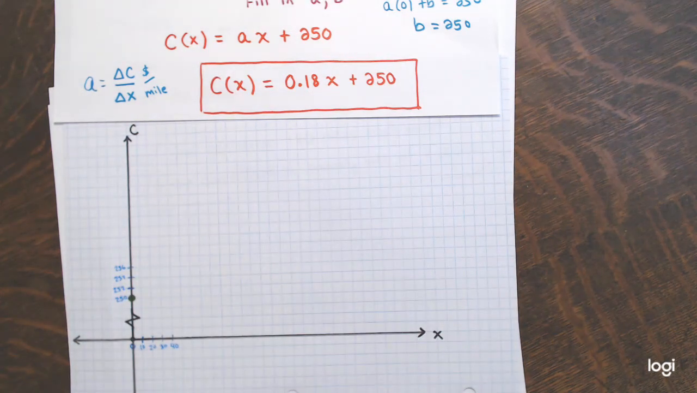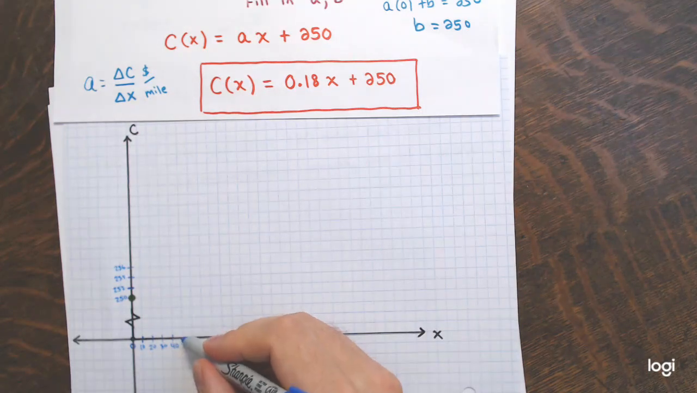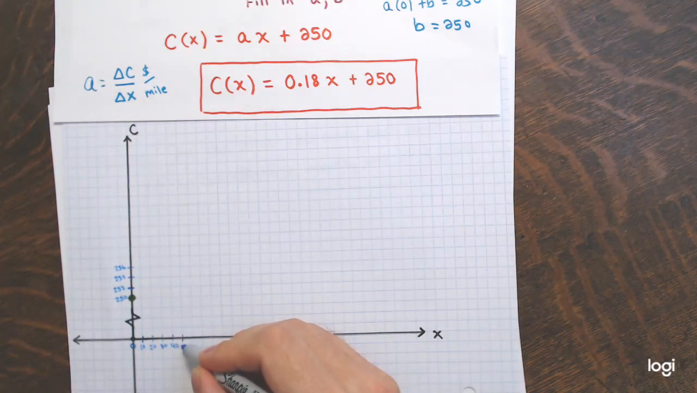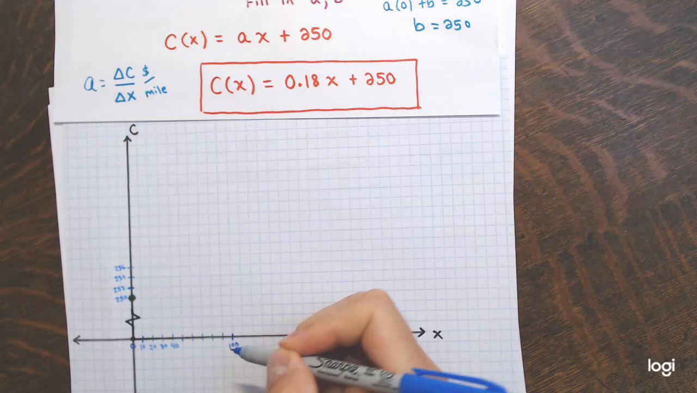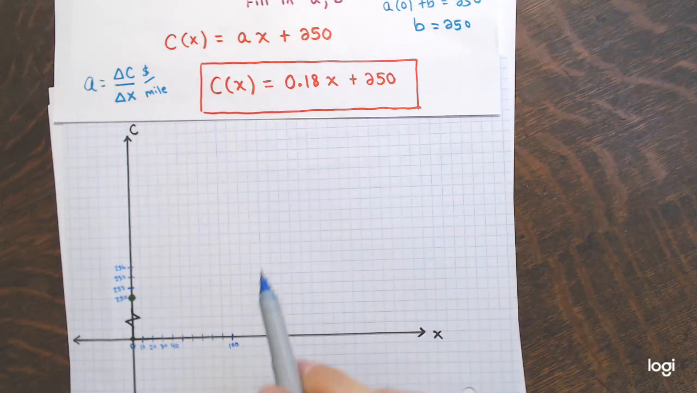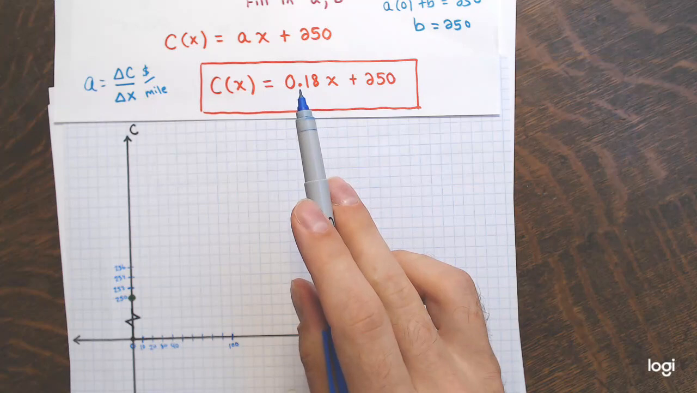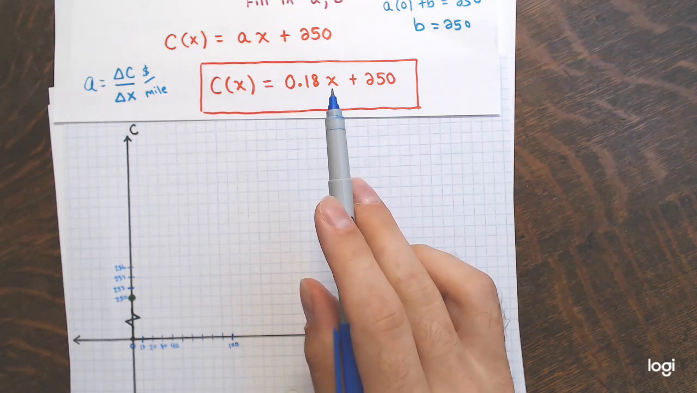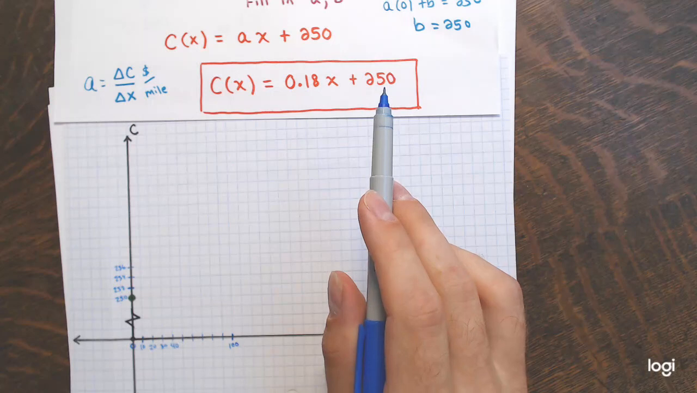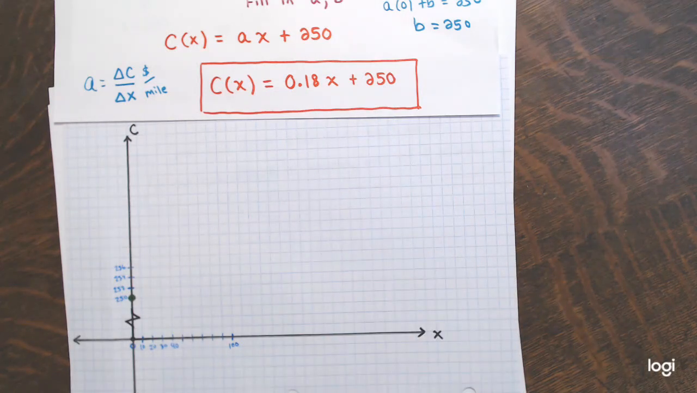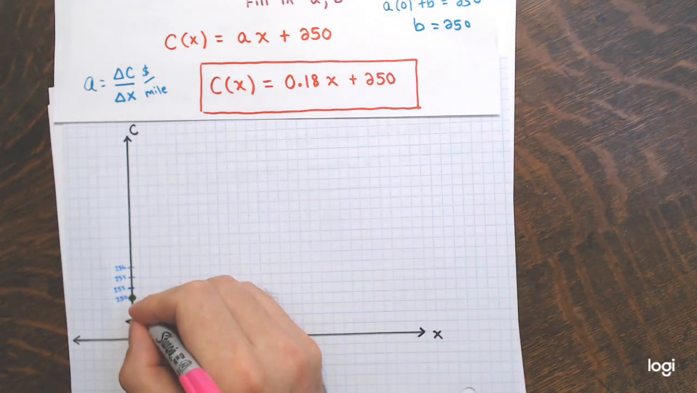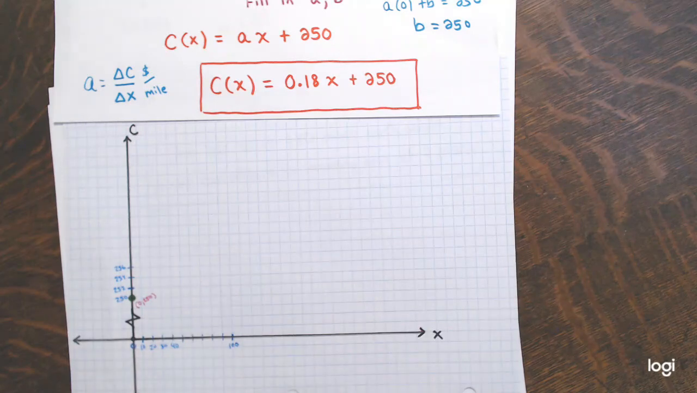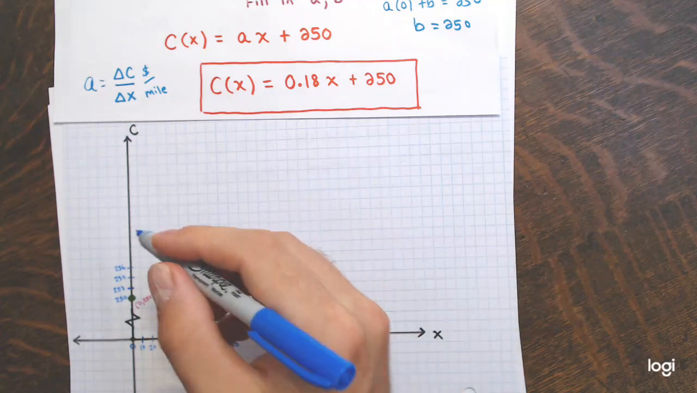Now I think an easier point to plug in will be 100 miles. So here's 50 miles, 60, 70, 80, 90. Here's 100 miles. When I plug in 100 miles driven, 0.18 times 100 would just be 18. So then 250 plus 18, and again I should label these points, but 250 plus 18 would be 268. So here's 0 miles driven, cost $250 for that month, 0, 250. 100 miles driven will cost 268.